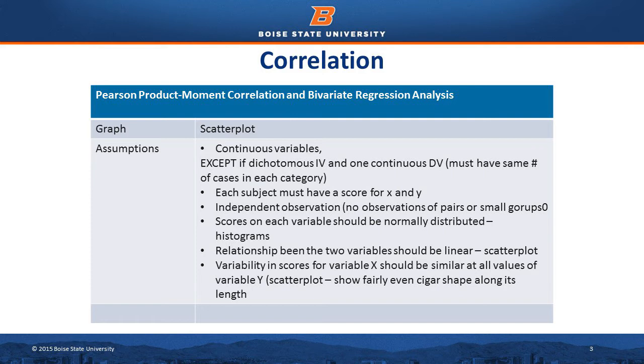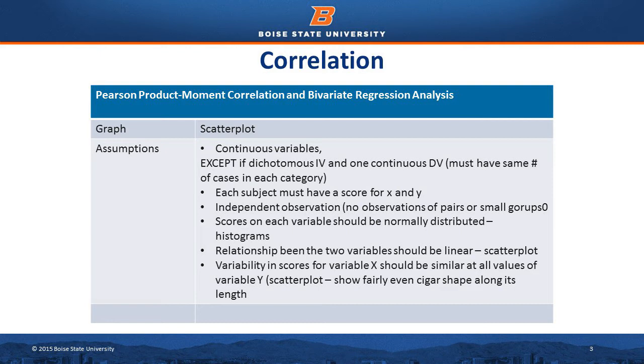As with any statistical test or technique, there are assumptions that we must follow, such as both variables must be continuous, each participant or subject must have a score for x and y, and observations must be independent, with no observation of pairs or small groups. For the Pearson R correlation coefficient, scores on each variable should be normally distributed. We can determine this by examining histograms. If scores are not normally distributed, we will use a non-parametric test.